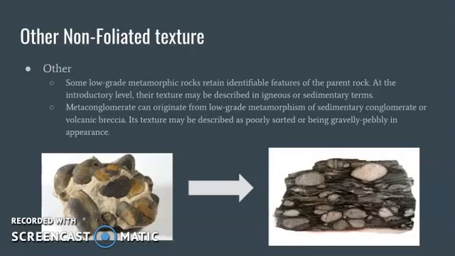In the image, the left is a sedimentary conglomerate, and if it goes through metamorphism, you can still see the difference between the pebbles and the fine-grained matrix, but it is now in a foliated texture. So therefore, we consider this a metaconglomerate.